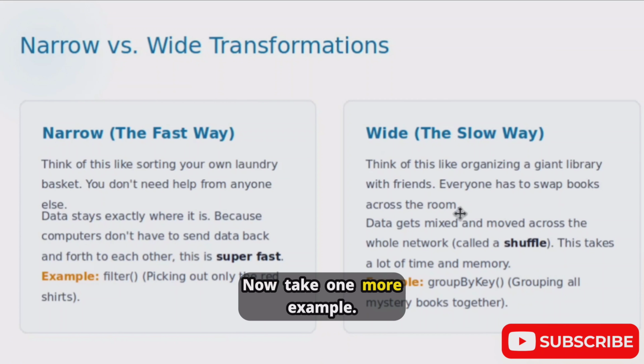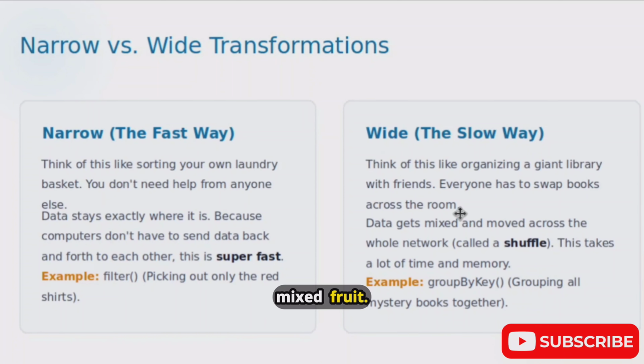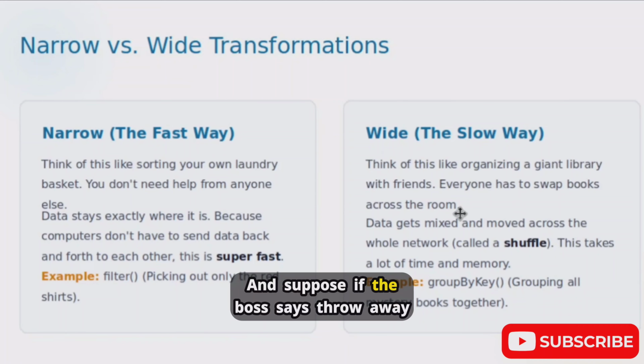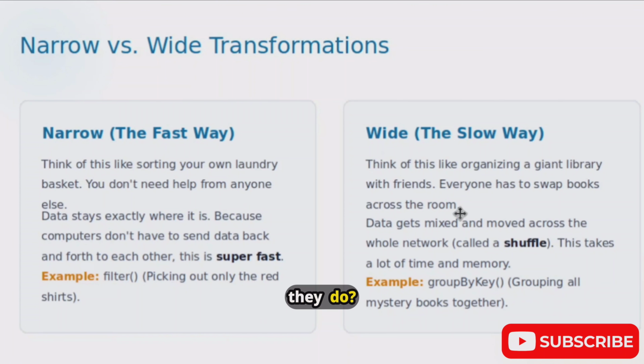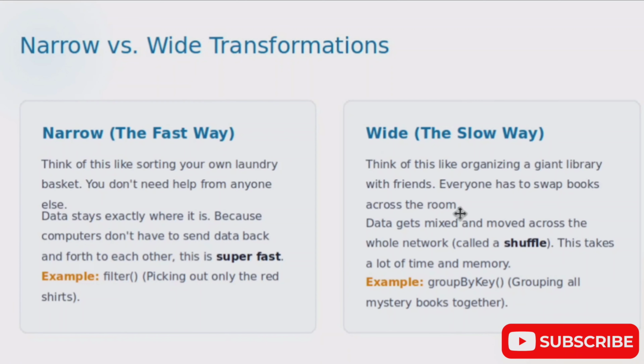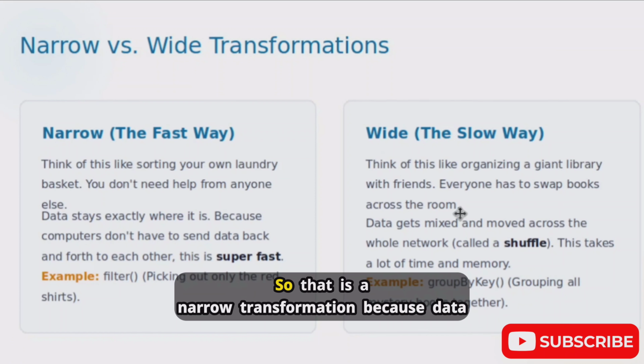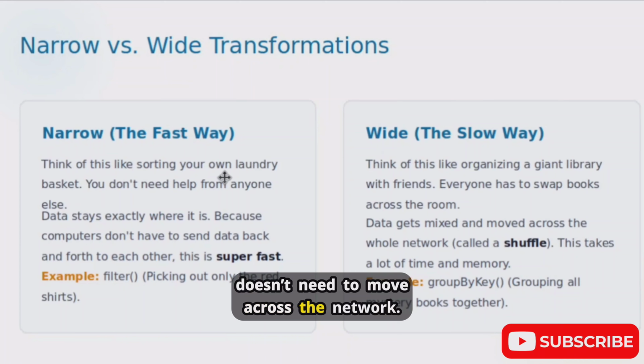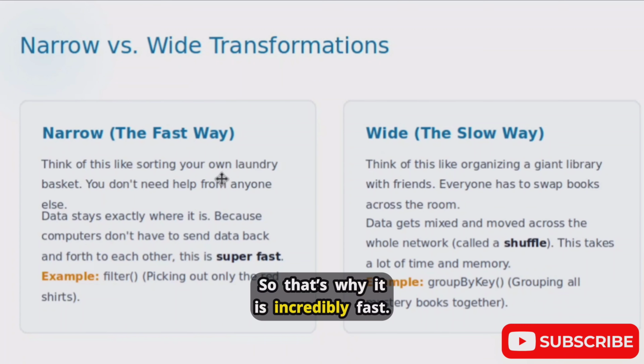Now take one more example. Imagine three chefs in a kitchen, and each one has their own basket of mixed fruit. Suppose the boss says throw away all the rotten fruits. So what will they do? Every chef can just look at their own basket and remove all the bad fruits out of it, right? They do not need to talk or pass fruit to each other. They are independent here. That is a narrow transformation because data doesn't need to move across the network. So that's why it is incredibly fast.